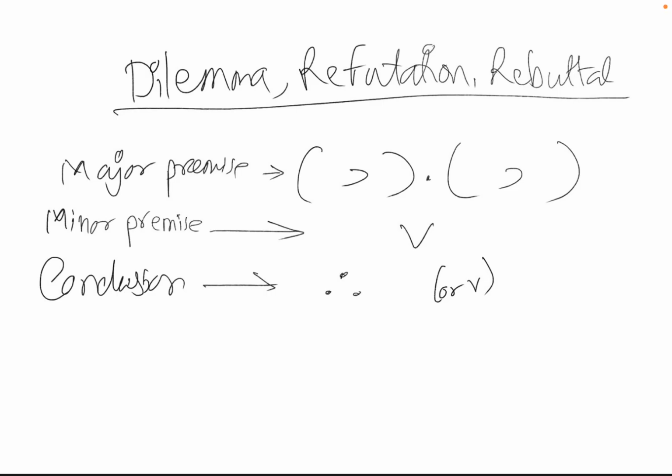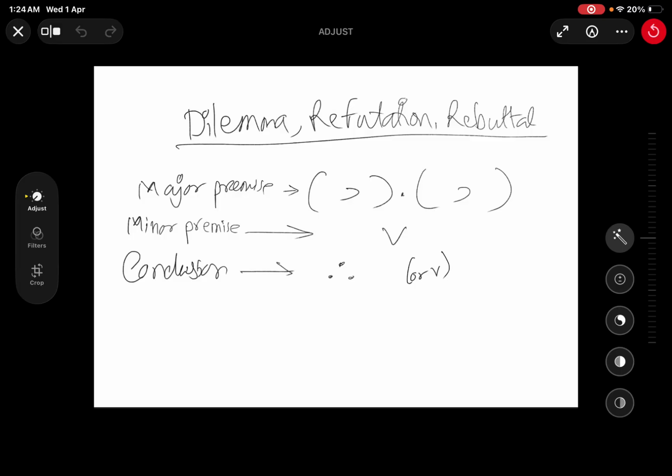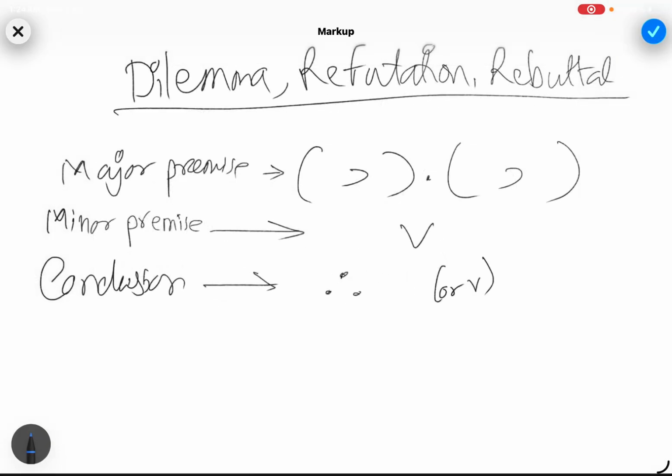Okay, good night. So here we have the dilemma, the standard form. You have first the major premise, then you have the minor premise, and then you have the conclusion.